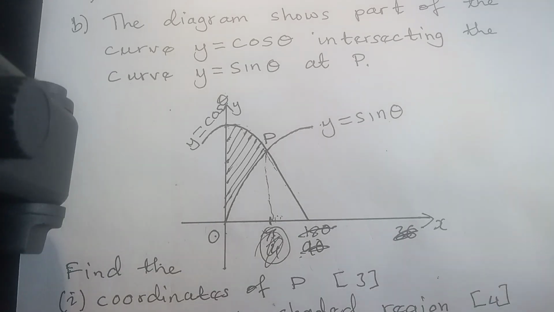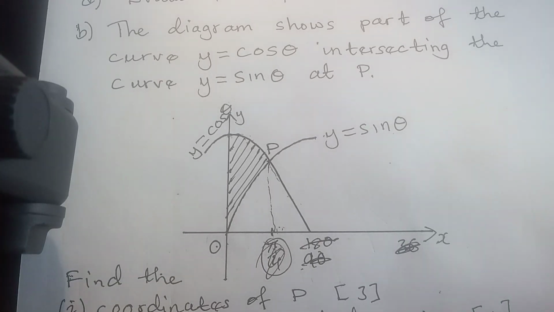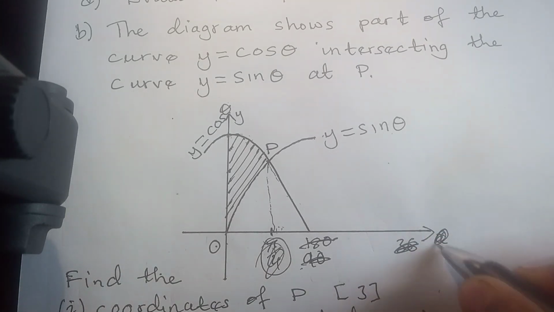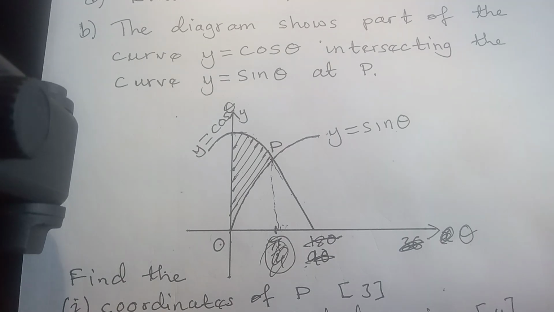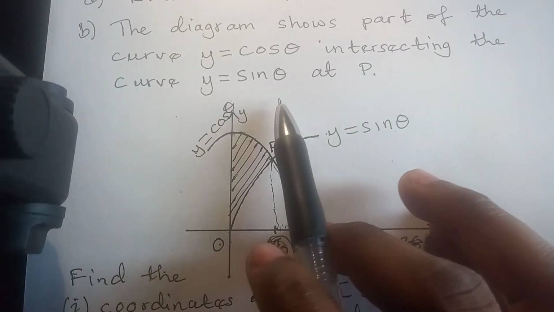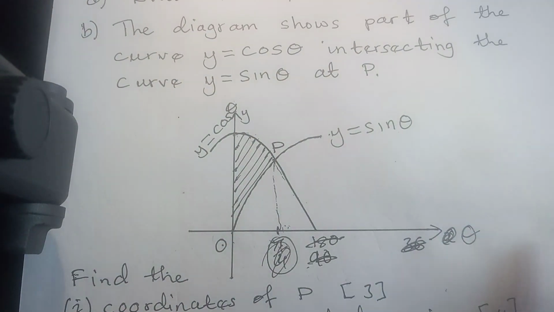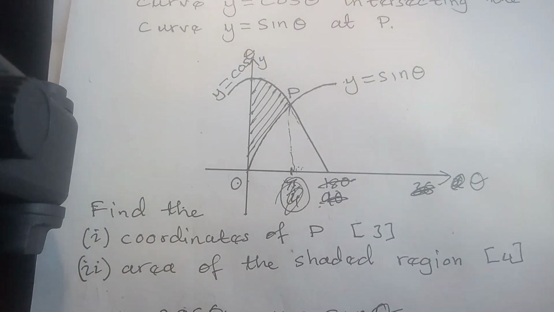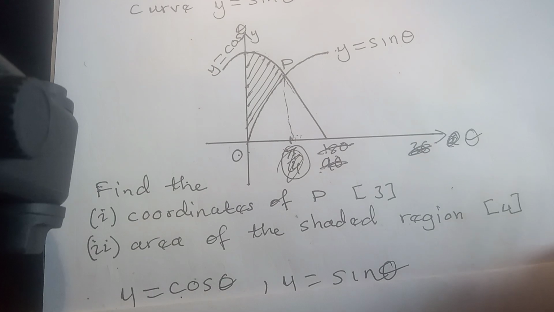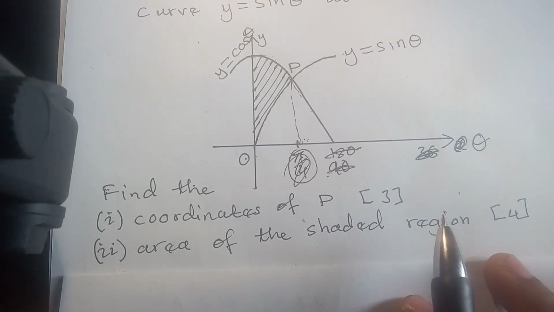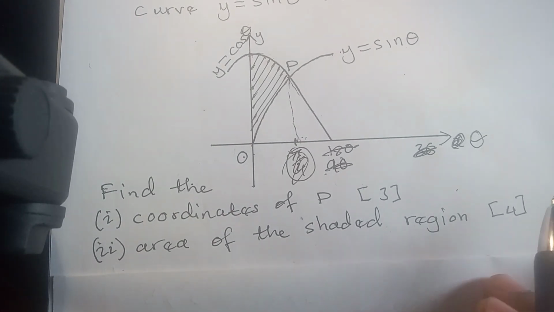For part B, the diagram shows part of the curve y is equal to cos theta. So this should be the theta axis. And intersecting y is equal to sine theta at P. Find the coordinates of P. So to find the coordinates of P, I'll use a different method where you are not required to rely so much on your calculator.